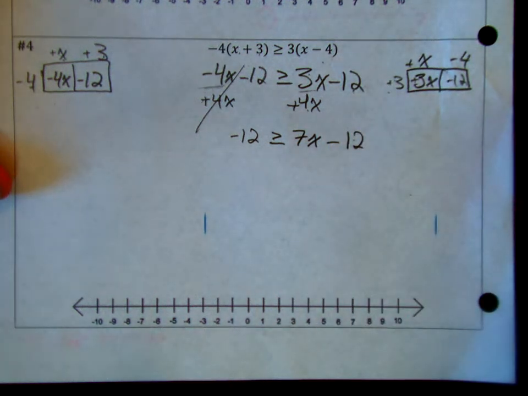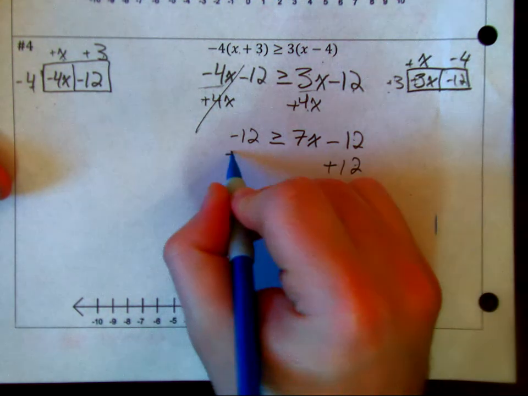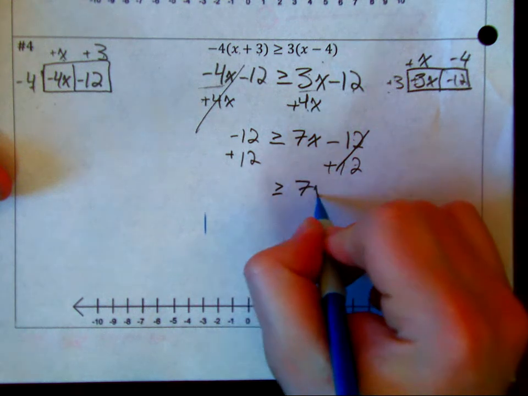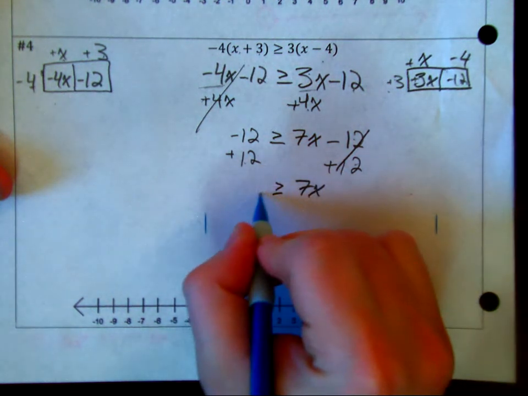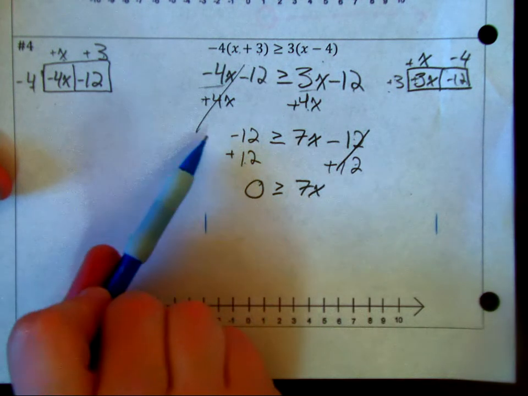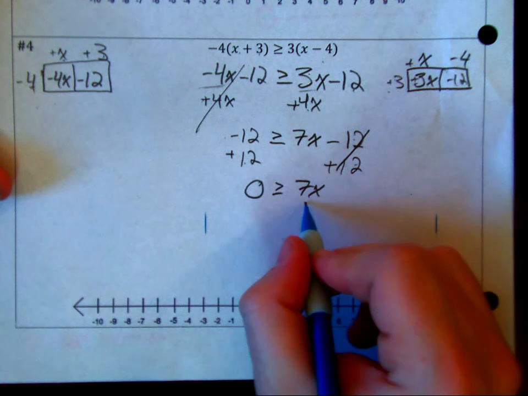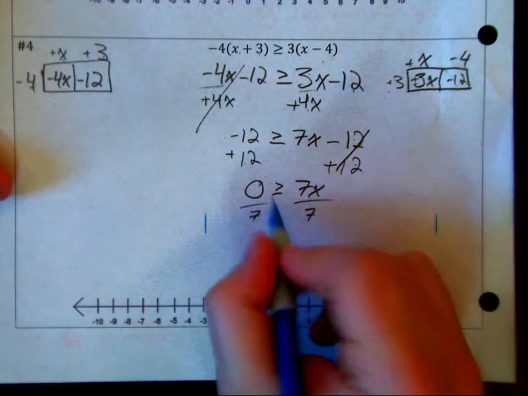Now that we have all the variables on one side, we want to make sure we can get all the constants to the other. And so we're going to add 12 to both sides. And what happens? On the right side, they cancel out. The 7x comes down. And on the left side, they cancel out. So what value should I write? Still 0. Again, I have 12 negatives and 12 positives. Again, I can still divide both sides by 7 and it would still give me the same answer.